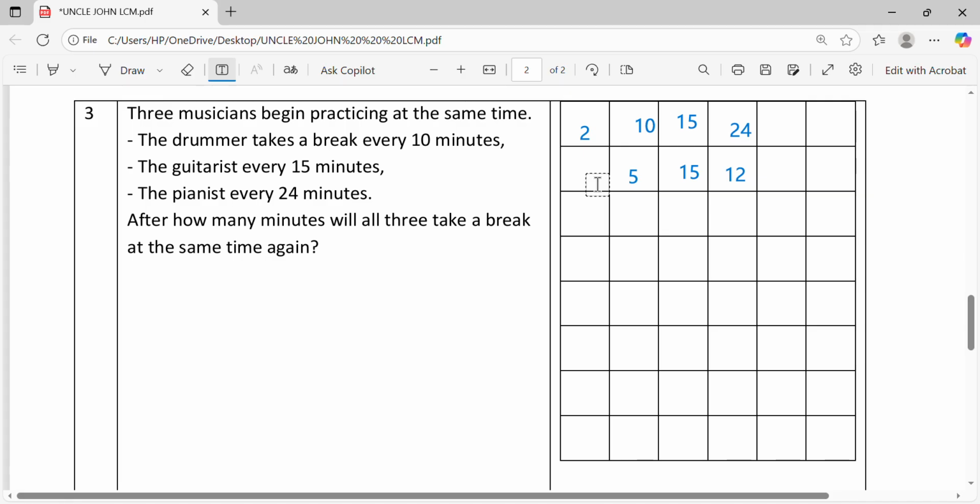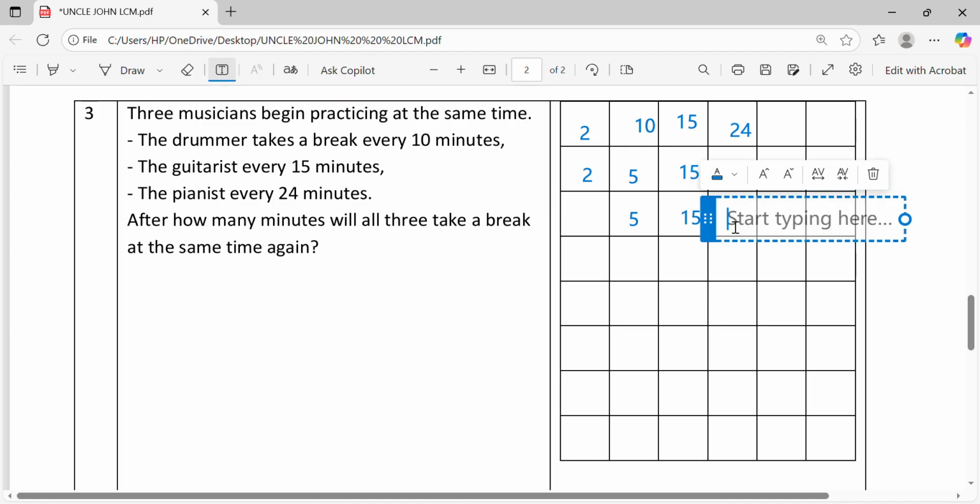12 is still an even number, so by 2 is still possible. By 2 is still possible. With the 5 it is impossible, you copy it down. 15 is impossible because it is an odd number, so we need to copy it down.